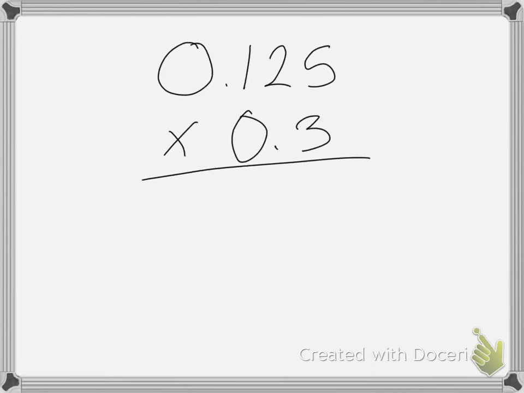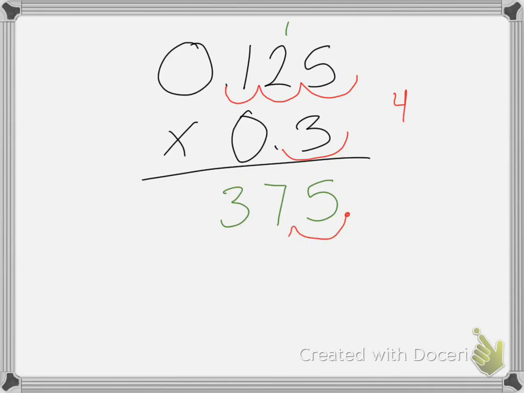Okay, next one. We're going to multiply, ignoring the decimals. 3 times 5 is 15, carry the 1. 3 times 2 is 6, plus 1 is 7. 3 times 1 is 3. Count the decimal places. 1, 2, 3, 4. So there's 4. So again, starting at the right-hand side, we're going to go 1, 2, 3, 4 places and put a 0 as a placeholder. So the answer to this one would be 375 ten-thousandths.